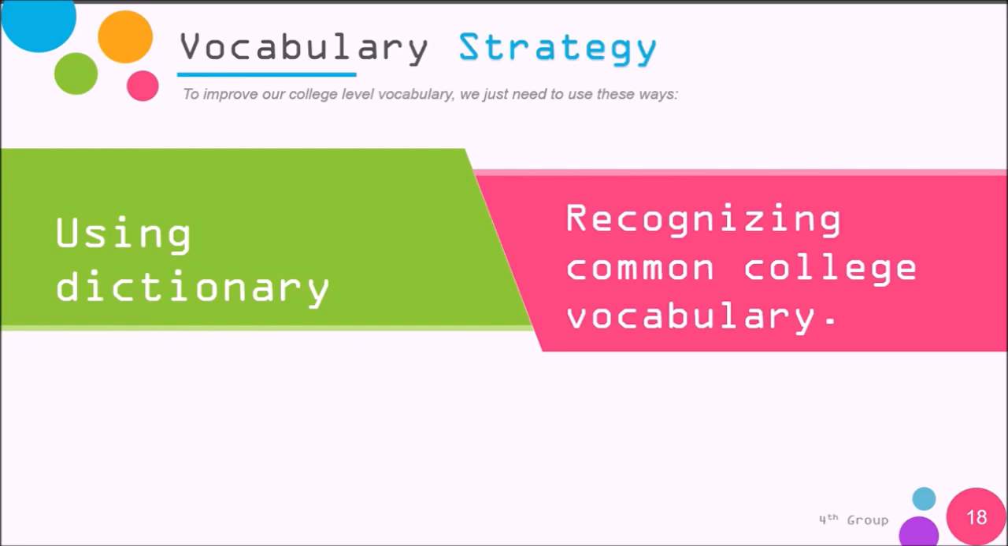The first is using a dictionary. Every college student needs to own a good college dictionary. A dictionary will help you understand different ways a particular word can be used in different contexts, and a dictionary identifies what part of speech a word is: noun, pronoun, verb, article, adjective, adverb, conjunction, interjection. A dictionary can provide information about the origin of a word, whether it is derived from Latin, Greek, Old English, French, or another language.